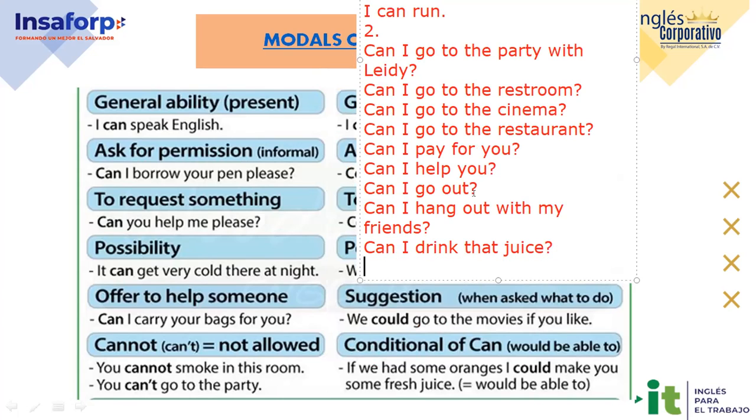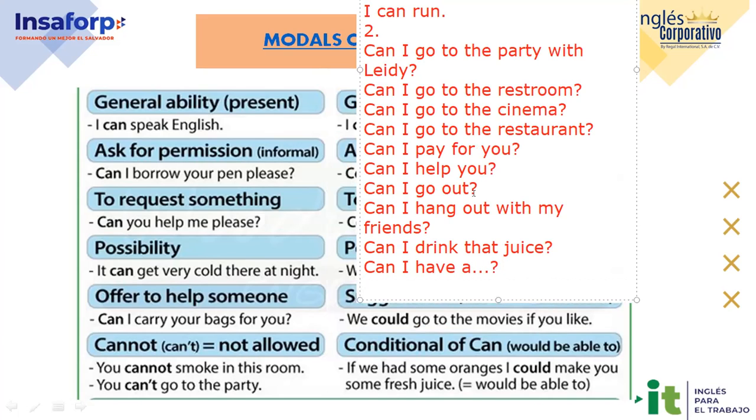No, you can't, right? Okay, so that is can I. Can I drink beer? With tequila. Okay, with tequila. Can I have a tequila? My juice. Okay, so you complete that sentence, the question. So that is the second usage for can: ask for permission, and to request something.